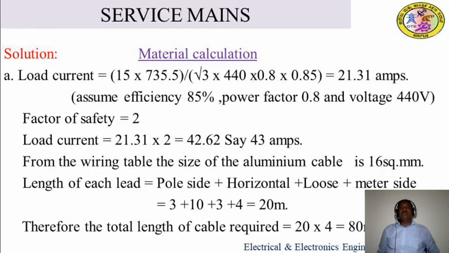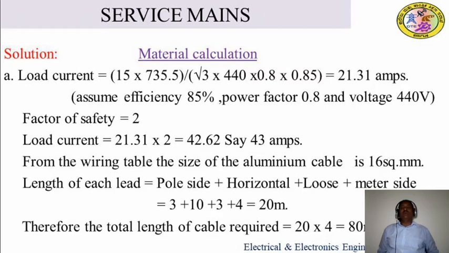As per the three-phase power supply, the load current can be calculated. The power is equal to root 3 V into I into cos phi. So here the load current I is equal to P divided by root 3 V into cos phi into efficiency.